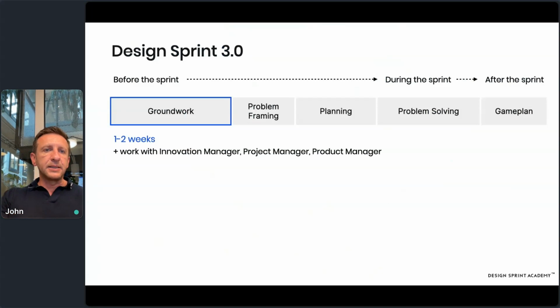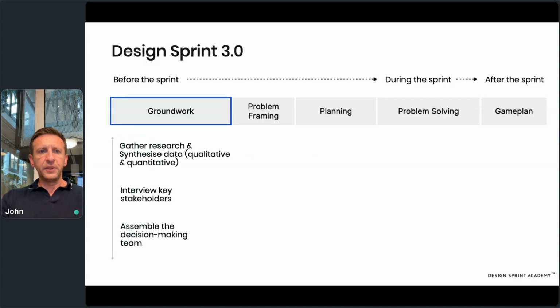Anyway, groundwork typically takes us 1 or 2 weeks. We work with innovation managers or product managers, right? Like whoever's leading the project. And what we do, we're getting all of that data that exists around the problem space. There might be research, whether quantitative or qualitative. We try to identify key stakeholders and decision makers, and we interview them to get their point of view on the problem, and then assemble the decision-making team. So we want to make sure that we have these things right.